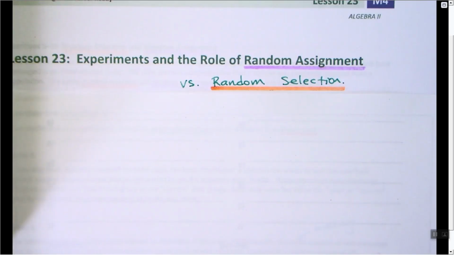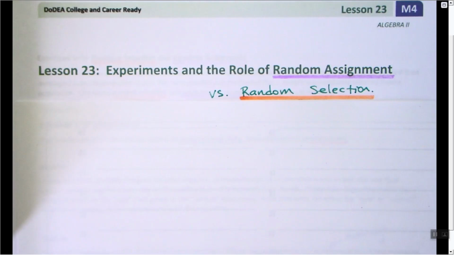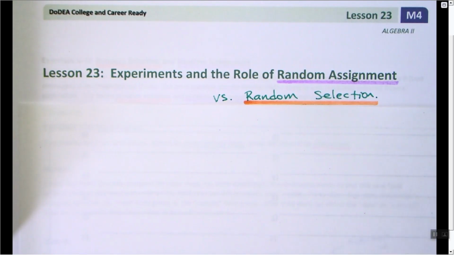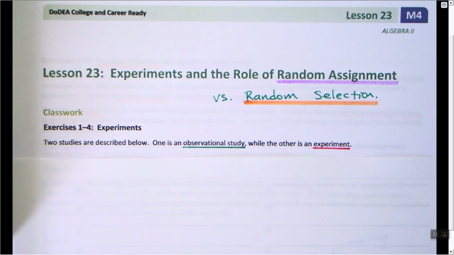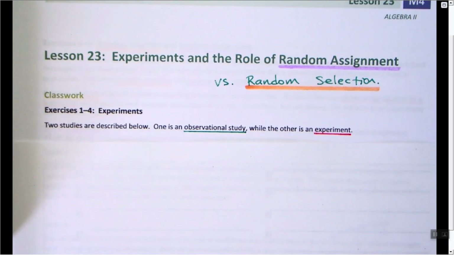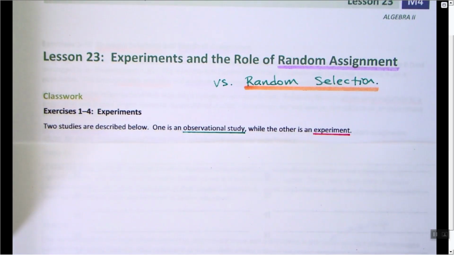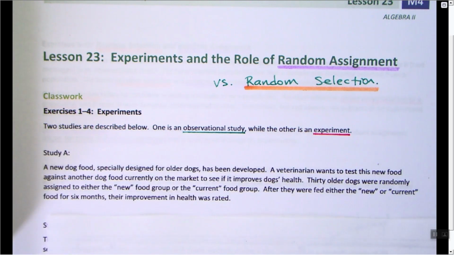So we are in Lesson 23 of EngageNY Module 4. And the topic is experiments and the role of random assignment. And we also talk about comparing that with random selection. So we're asked to look at two studies. One is an observational study, and the other is an experiment. Okay, here's the first study.